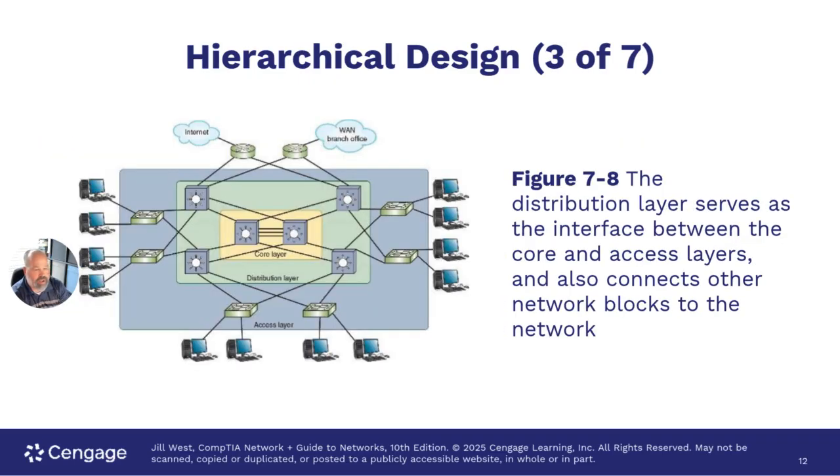So here's a graphic of our three-tier network. The distribution layer is like the hub of a wheel, connecting everything together. It's the interface between the core and the access layers, and it also connects other network blocks. Think of it as the networking equivalent of a major airport. Everything connects through here, and it's designed to handle lots of traffic efficiently.